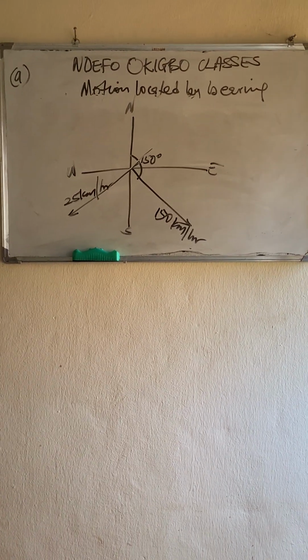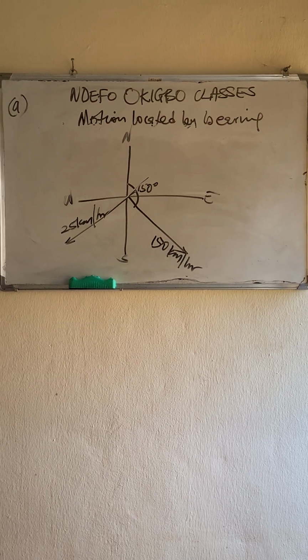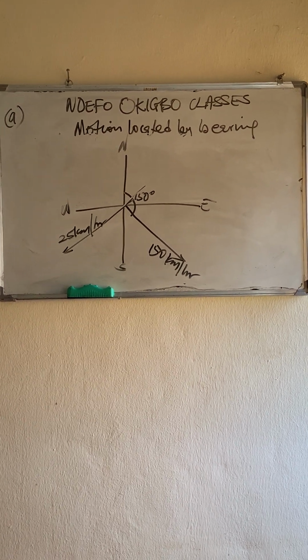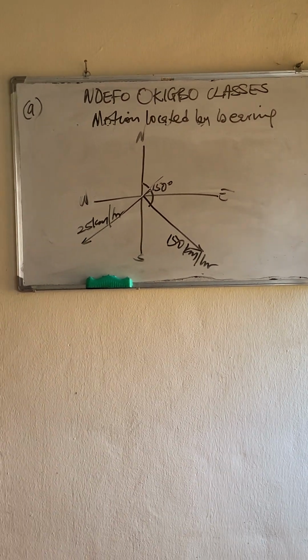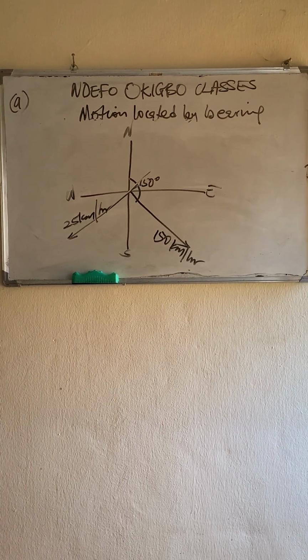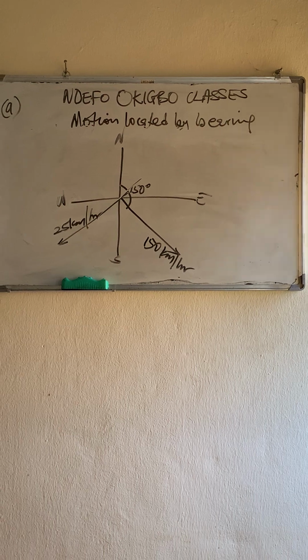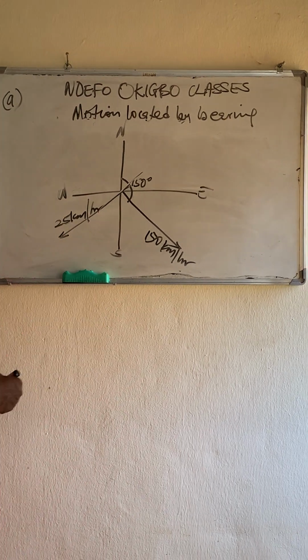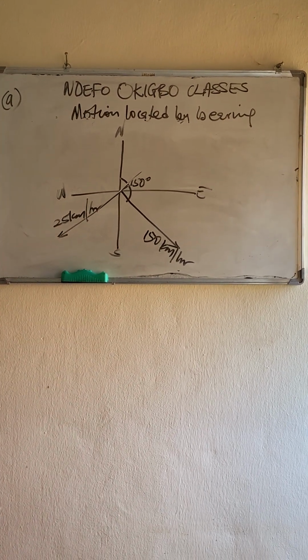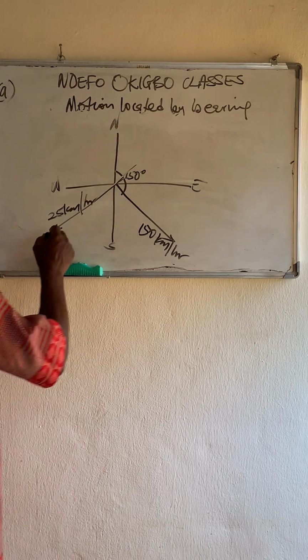What is the time of arrival of the helicopter? That's what the question said. Find the time of arrival of the helicopter. So the first thing we do is to get the final speed the helicopter used. That is the resultant.